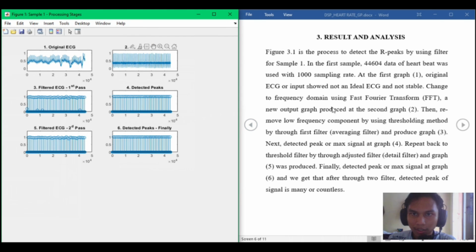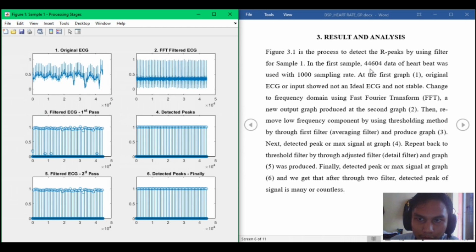For the process of the R peak using the filter for sample 1, we use 44604 data points of heartbeat with a 1000 sample rate. In the first graph, the original ECG input shows not an ideal and stable ECG. We change to the frequency domain using FFT, and after that a new output graph is produced.